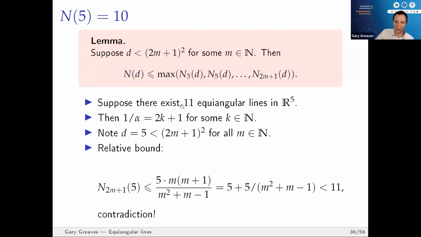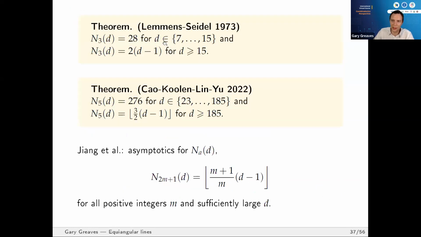So I assumed there's 11, and the bound tells me I can't have 11. So I get a contradiction. So I know that I can't have 11 lines, and therefore n of 5 is equal to 10. And this is really the basic idea for all of these maximality proofs. You just show that you can't have one more than the best known construction.